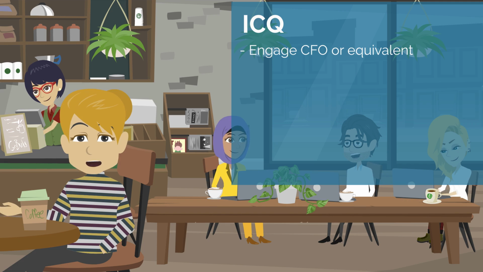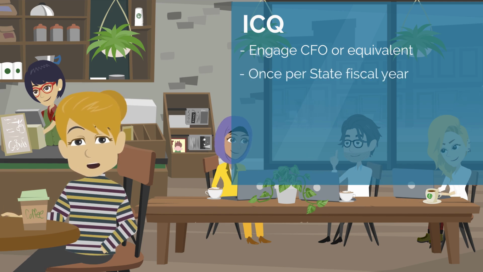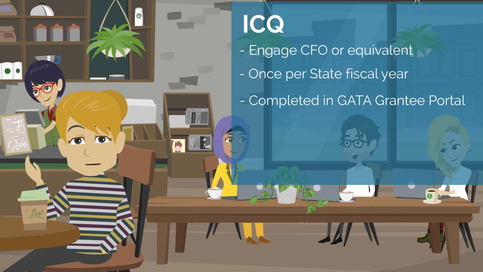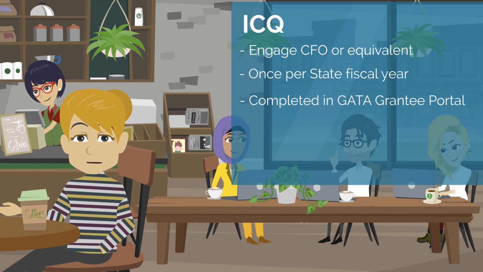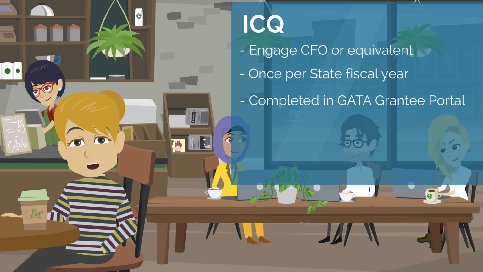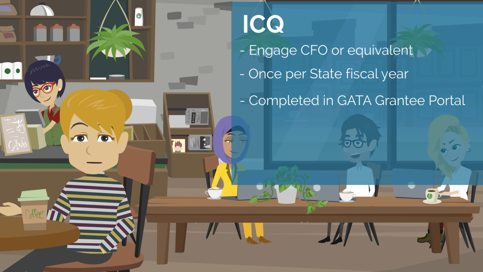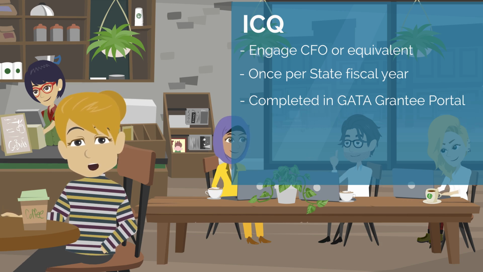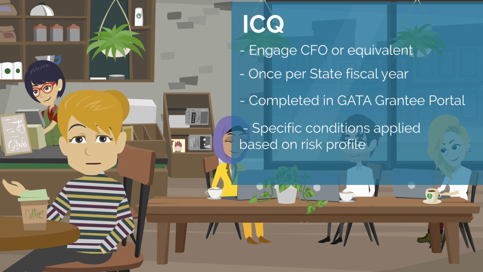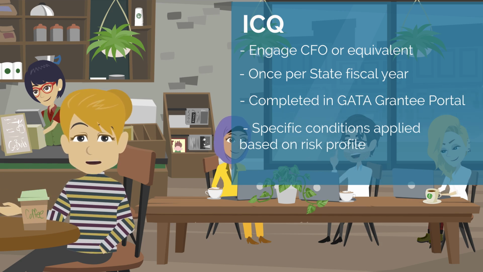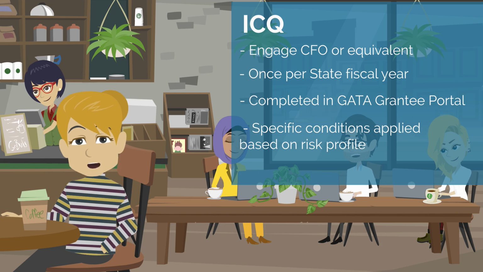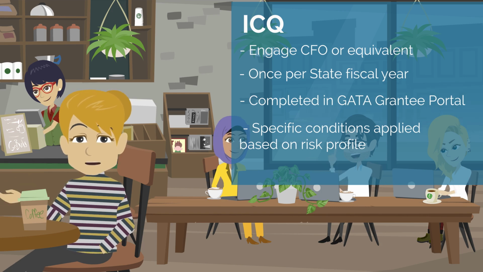The ICQ is completed once per state fiscal year in the GATA grantee portal. All state agencies have access to an entity's ICQ and can utilize it for the given state fiscal year. Once the grantee submits the ICQ, the questionnaire is scored and suggested specific conditions are assigned in response to the risk profile. These specific conditions will be applied by all agencies issuing awards to an applicant.